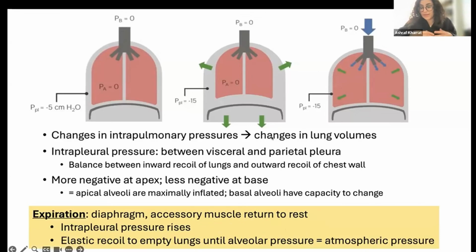At expiration, the diaphragm starts to rest and the accessory muscles start to rest. They return to their basal tone. And so there's a rise in intrapleural pressure, which forces that exhaled air out. And this occurs until the end of expiration, when atmospheric pressure is equal to alveolar pressure. So this process happens over and over and over again.